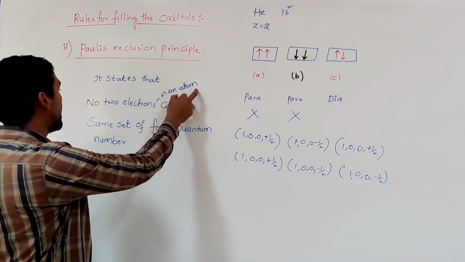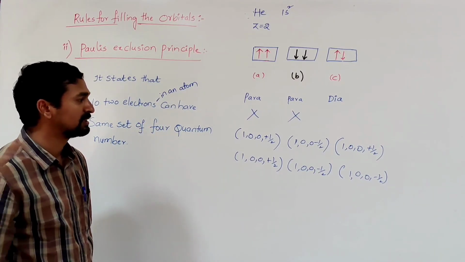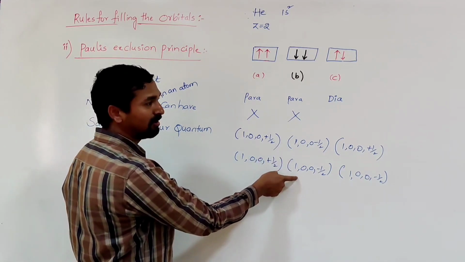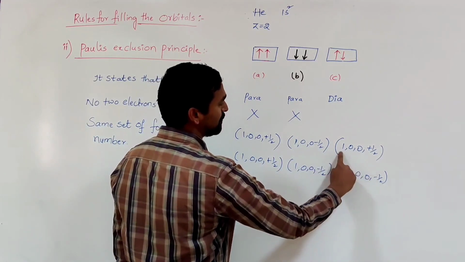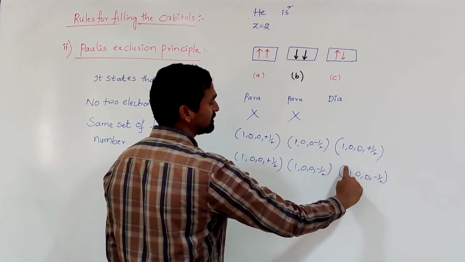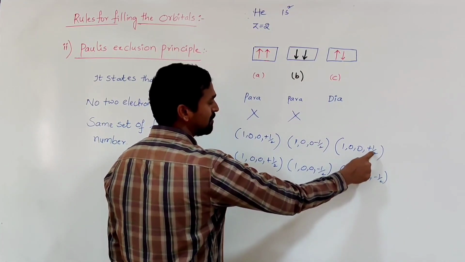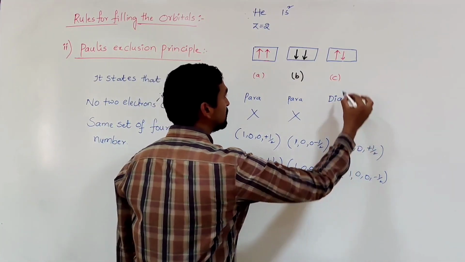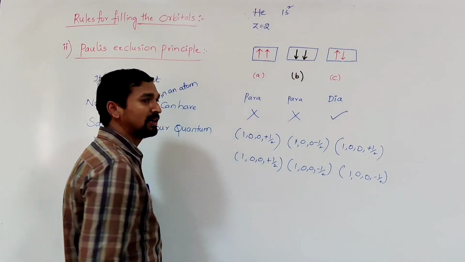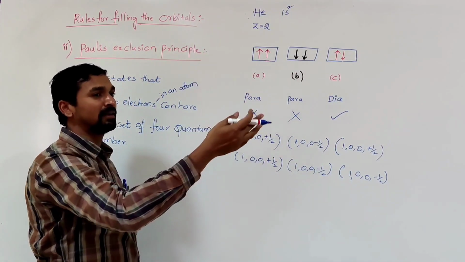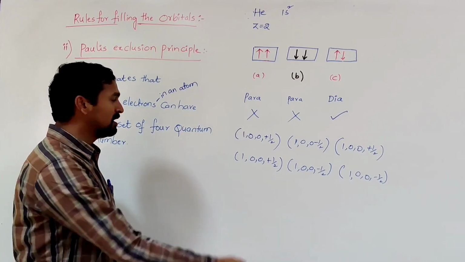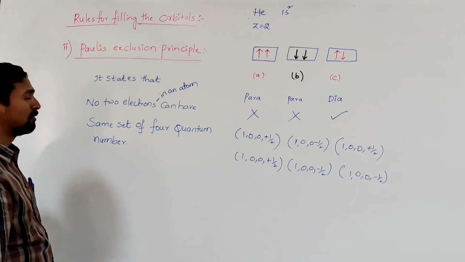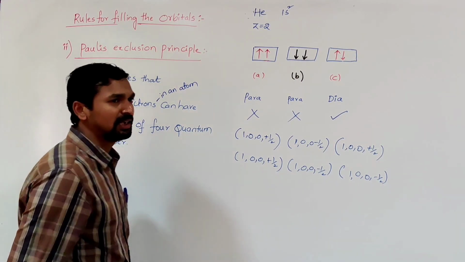No two electrons in an atom can have the same set of 4 quantum numbers. Here, 2 electrons are having the same set of quantum numbers. But in the third case, even though the 3 quantum numbers are the same up to the magnetic quantum number, the spin quantum number is different. That's why, according to the Pauli exclusion principle, this is the right arrangement, and these two are not correct. So, based on experimental facts, by studying the magnetic nature, this rule came: no 2 electrons in an atom can have the same set of 4 quantum numbers.